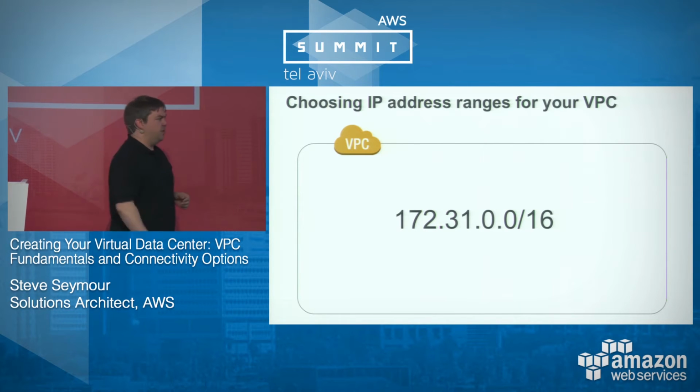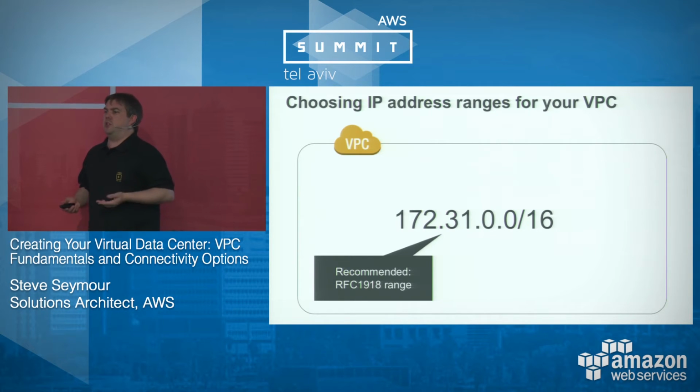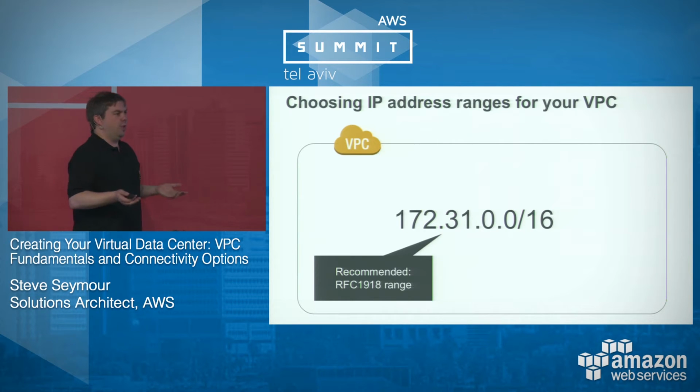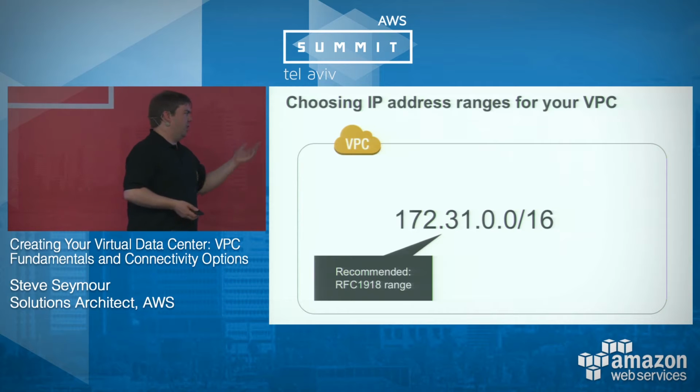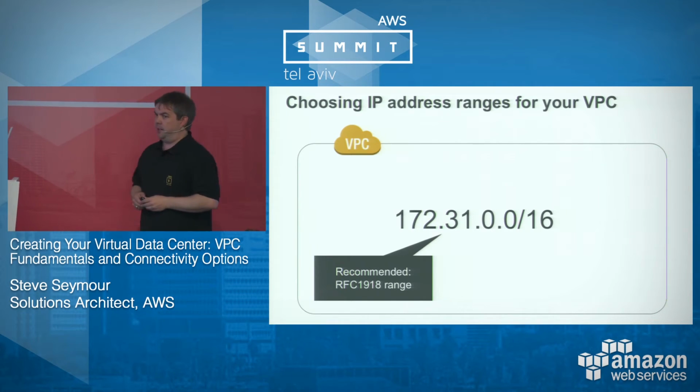Why have we chosen 172.31? Well, 172.31 is part of a range of addresses that are listed in RFC 1918. They're known as private IP addresses. So you might have seen 192.168, 10. And 172.31 is part of one of the other ranges in RFC 1918.